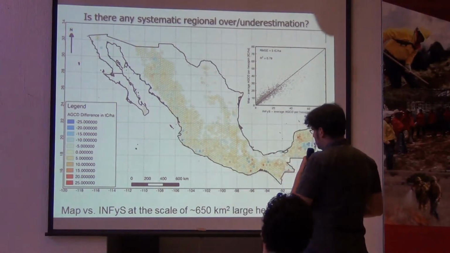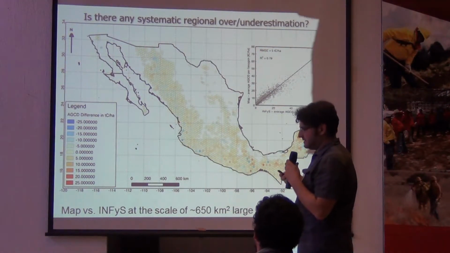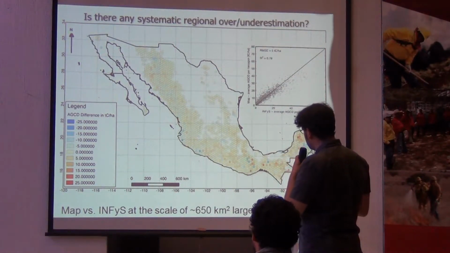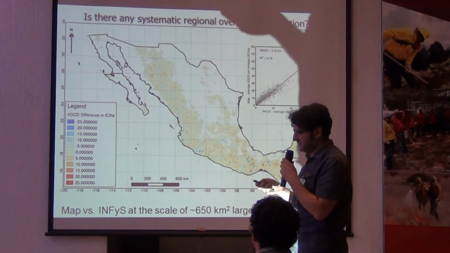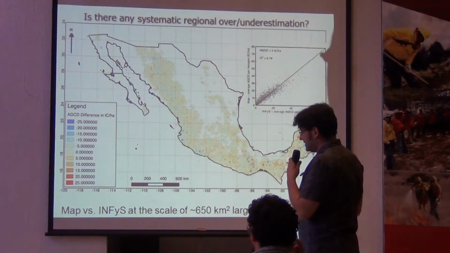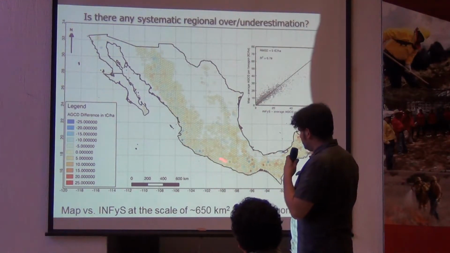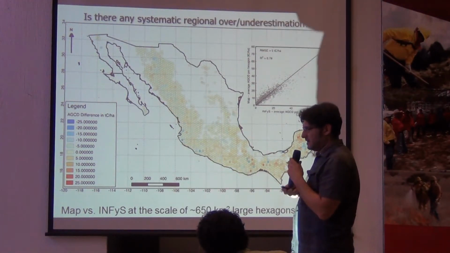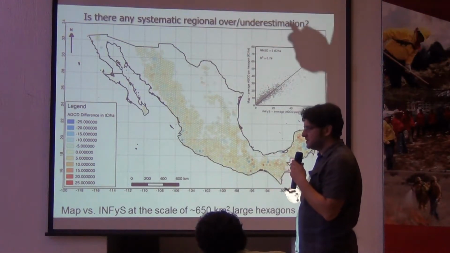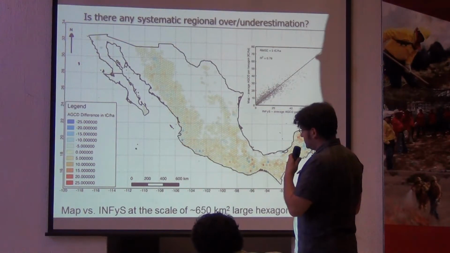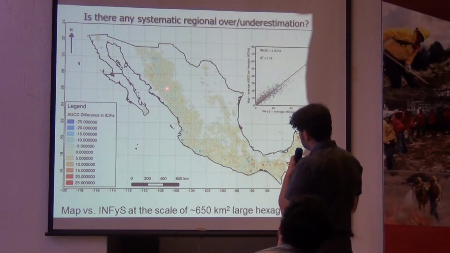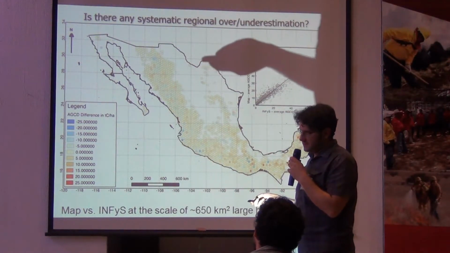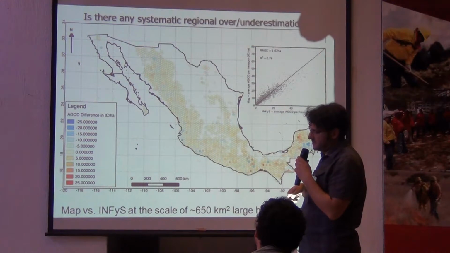So we have seen so far the estimates were unbiased at national scale. They were unbiased per forest type, but these are coarse groups of forest types, like mixed coniferous broadleaf, which you can find all over the country, so that didn't guarantee that we don't have regional biases in the map. So what we did is we used a so-called hexagon grid that is actually used by the US Forest Service for their development of the forest inventory system.